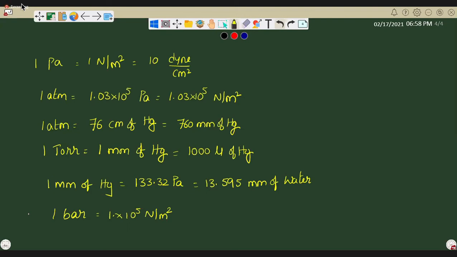So torr to pascals, did we get? Okay, let's take torr to pascals as well. If you have space, put it as 133 pascals. 1 mm of Hg is equal to 133.32 pascals. So 1 bar is equal to 1 into 10 power 5 Newton per meter square, which is equal to 10 power 5 pascals.